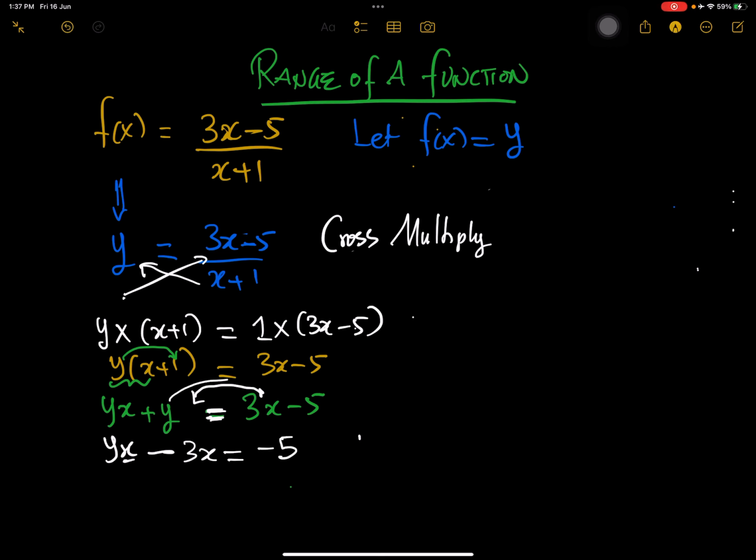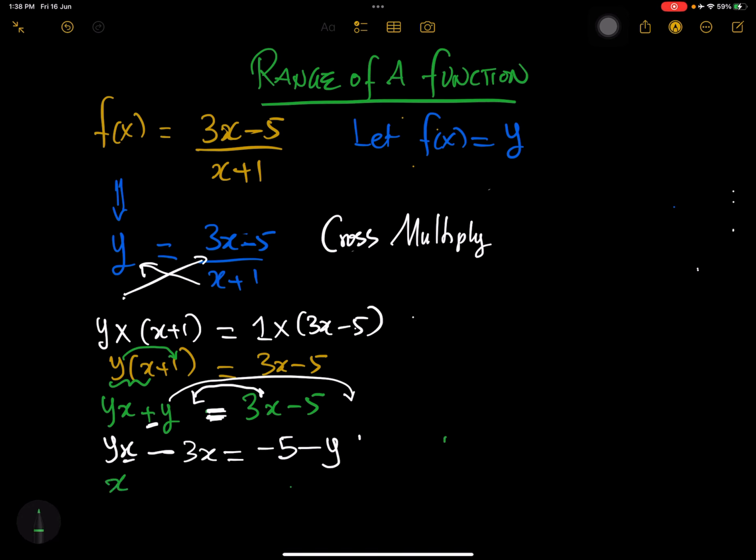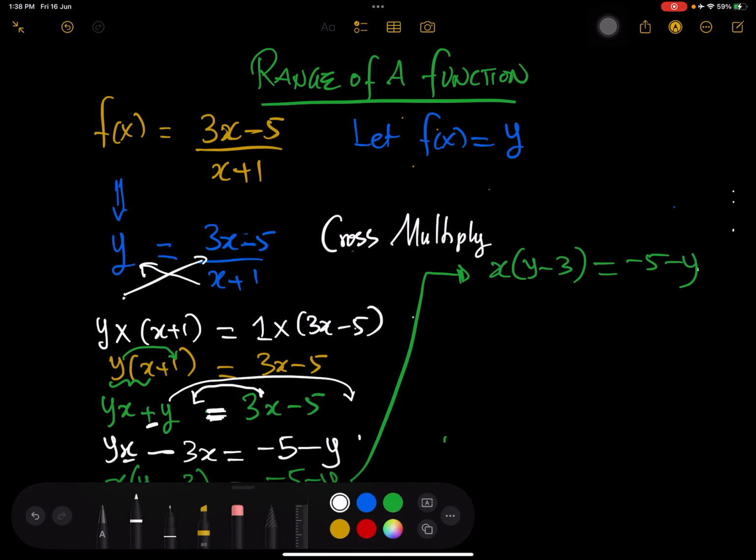And we're also going to bring this one here. The sign will change to negative y. Why? Because it also crossed the equal to sign. So this changes to negative. Now we can factor x out. We want x to stand alone. And we're going to get x into y minus 3 is equal to negative 5 minus y. I hope you're following.